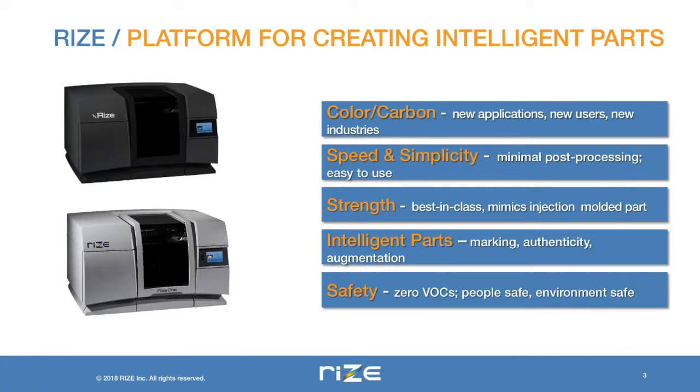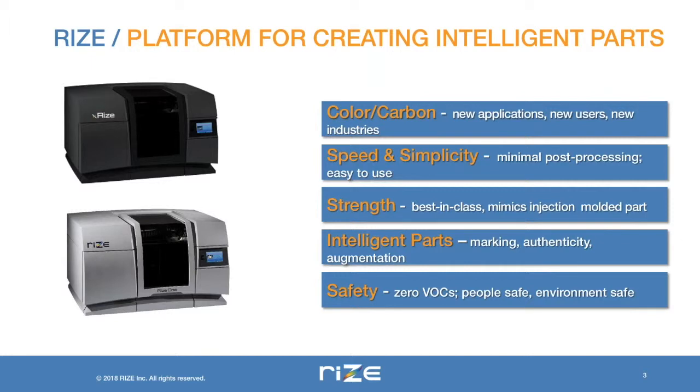Now I'll talk a bit about the RISE platform and what we're able to do in terms of addressing some of these challenges. More generally, some of the things that RISE is capable of doing is the color and carbon printing. We're able to print parts in full color. We're also able to produce parts with chopped carbon fiber infusions, and the carbon fiber makes the parts stronger and stiffer, and also gives them a higher quality surface finish.